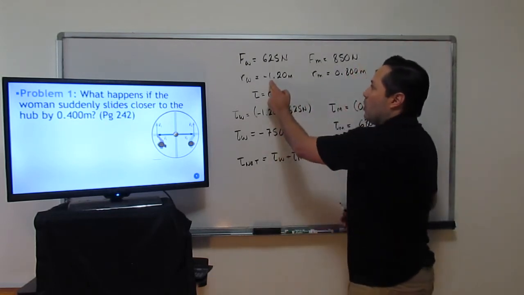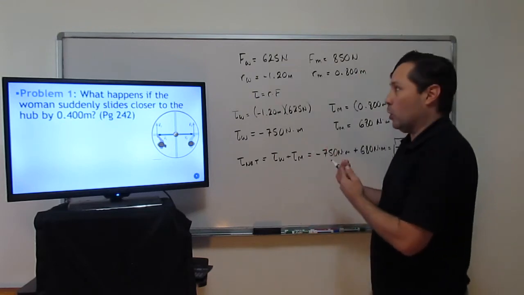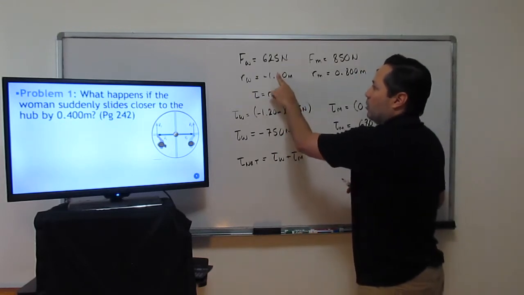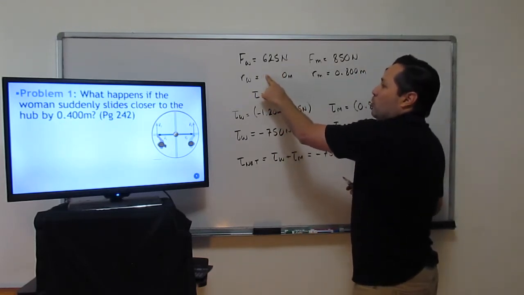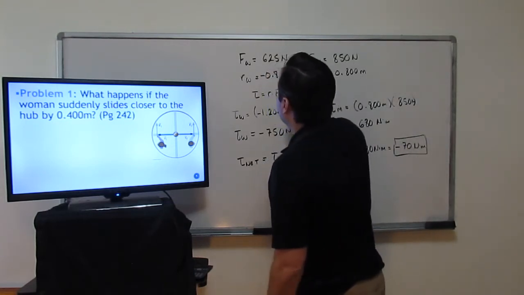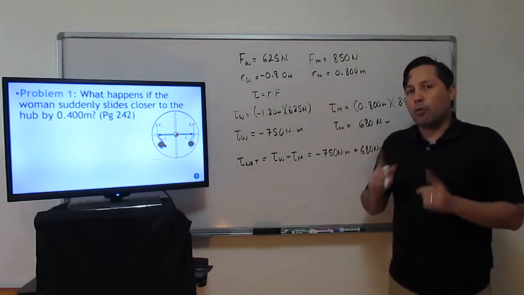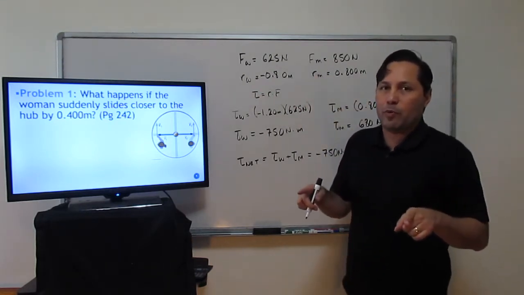So she was at 1.2, so let's take away 0.4 meters because she's going towards the left. So now 1.2 minus 0.4 is going to give us 0.8 on the left hand side, 0.8. Notice that's the same as the man. So now both of them have the same distance from the pivot point.